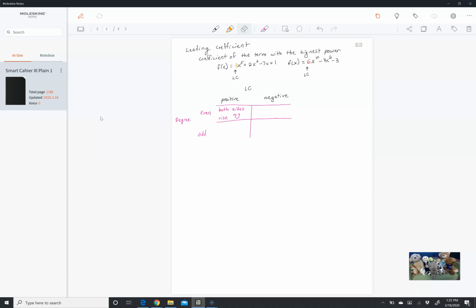Okay, and you kind of already know this because of your parabola. You're all familiar with the parabola. When we have ax squared plus bx plus c, then we know that both sides rise. For negative, again, it's even. We can actually put this back in black. So if it's negative, then both sides fall.